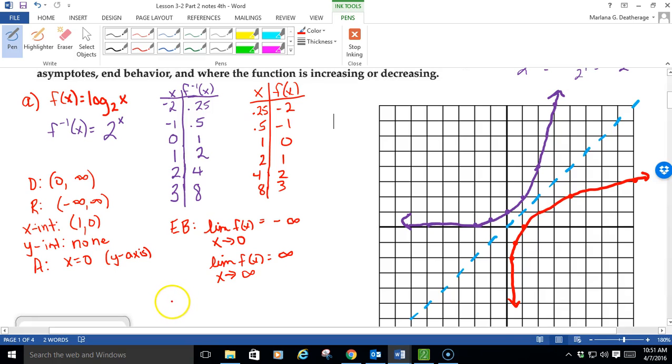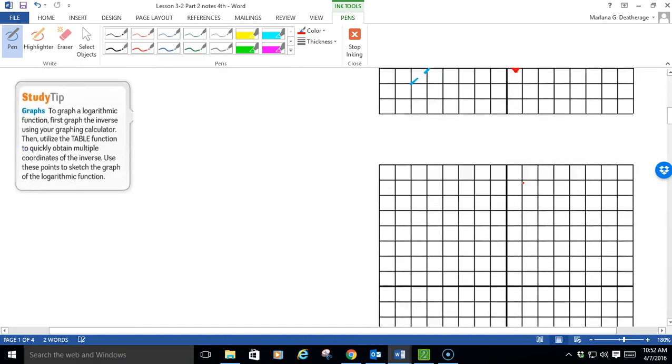All right, and then last, increasing or decreasing. Moving from left to right, what is this one doing? Increasing. So it's increasing over the domain, which is from 0 to infinity, not including 0. Which I find interesting because this one's increasing also. So even though they're inverses, they're both increasing.